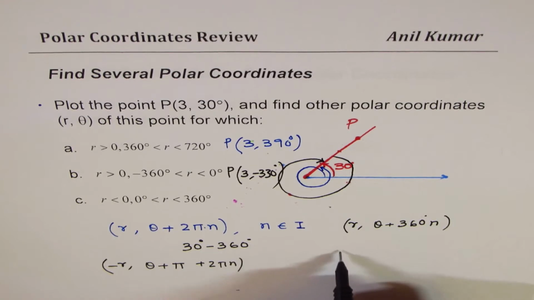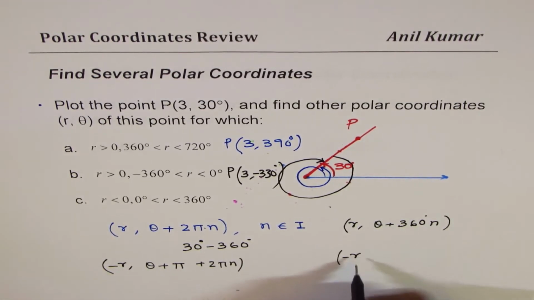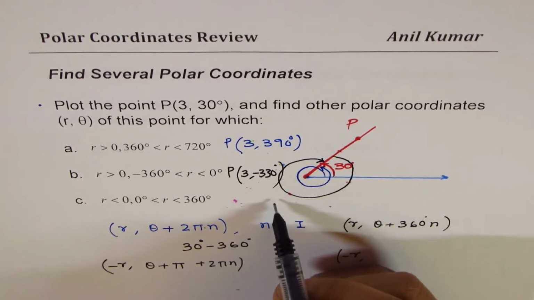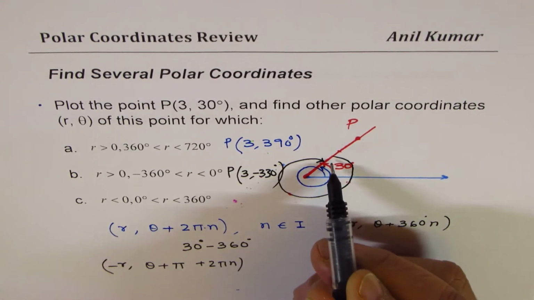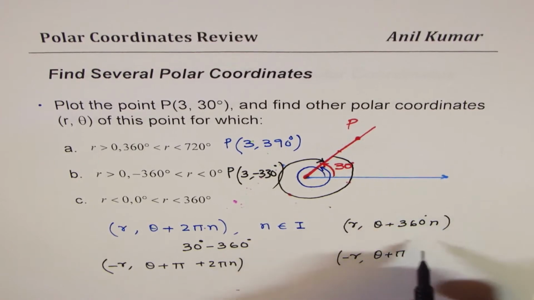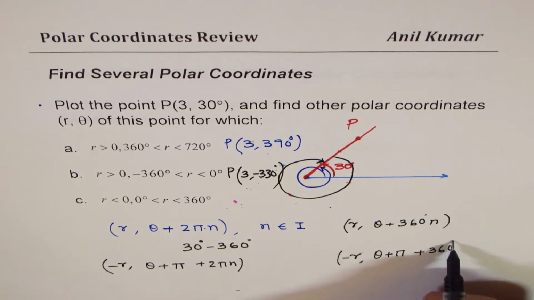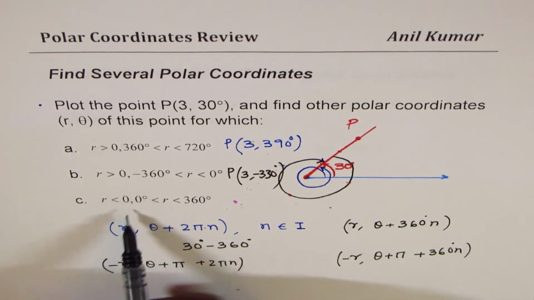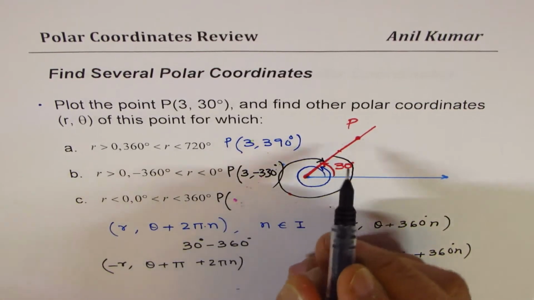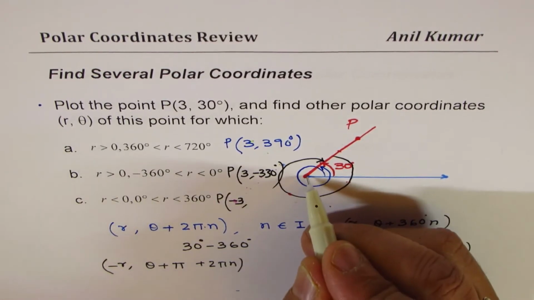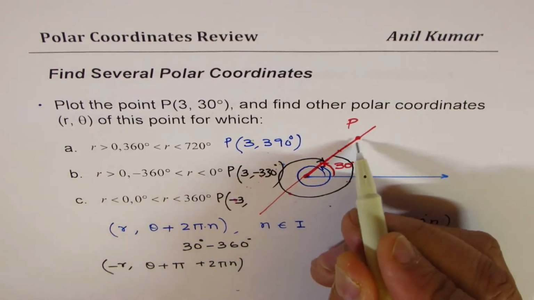Same thing, correct? But whenever you do minus R, that means you have shifted it to this side. So you had to add pi to the angle to come back to the same point. That makes sense: theta plus pi, and then you can do combinations of 360 degrees. Is it okay? That is what it means. So when R is less than 0, we'll write our point P as minus 3. Minus 3 means we are looking at this side. So it comes here.